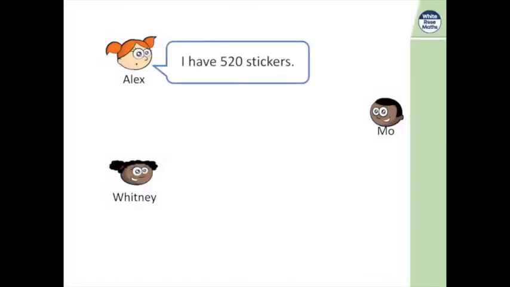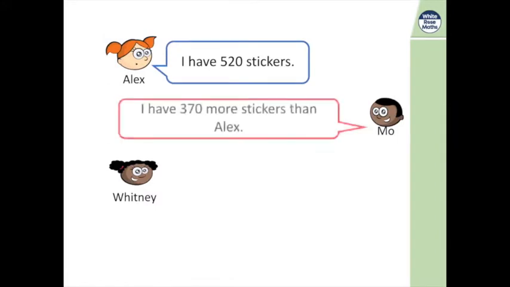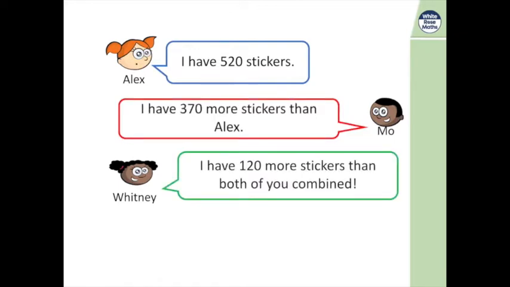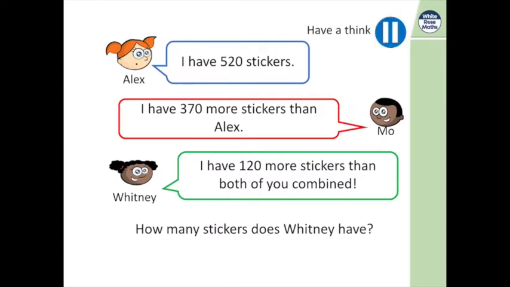Alex, Mo and Whitney. Alex says, I have 520 stickers. Mo says, I have 370 more stickers than Alex. And Whitney says, I have 120 more stickers than both of you combined. The question is, how many stickers does Whitney have? Have a think.